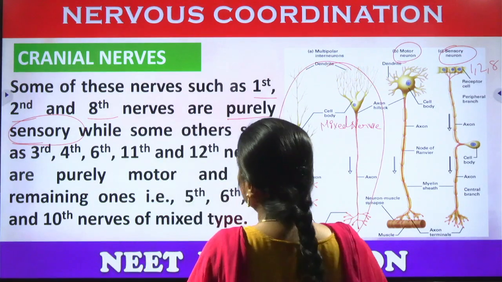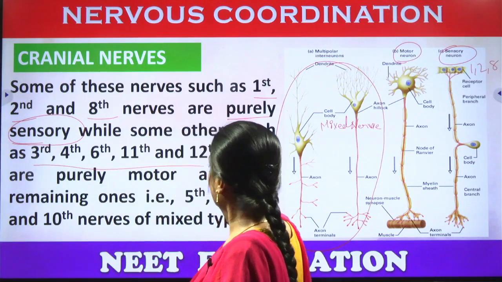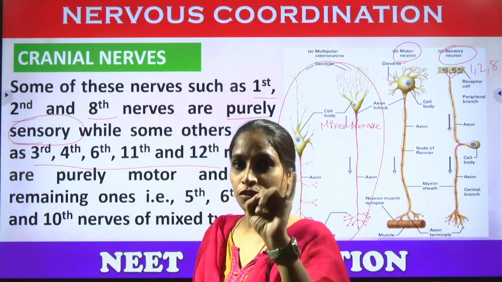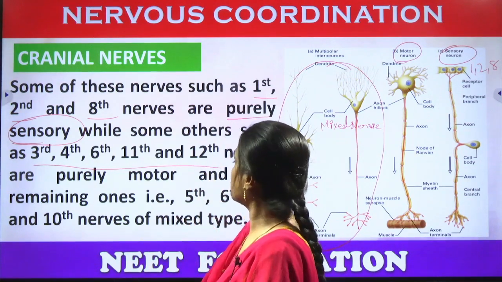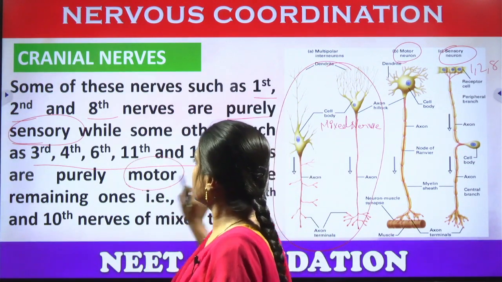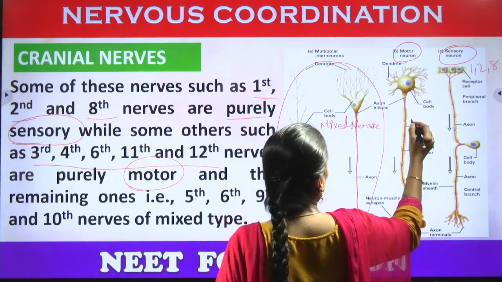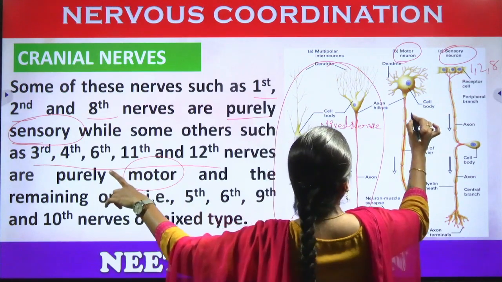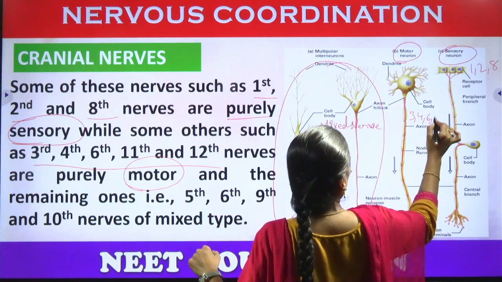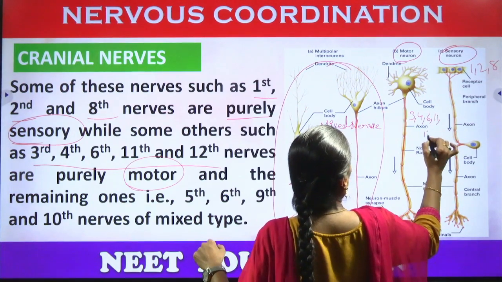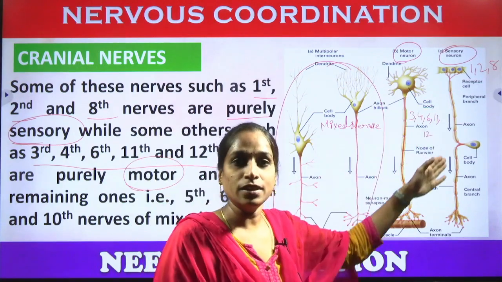And next are the 3rd, 4th, 6th, 11th and 12th. 3, 4, 6, 11 and 12. So 5 pairs of nerves are purely motor nerves. Where are the motor nerves here? The second one is the motor nerve. What are the 5? 3, 4, 6, 11 and 12. So these pairs of nerves are considered motor nerves.